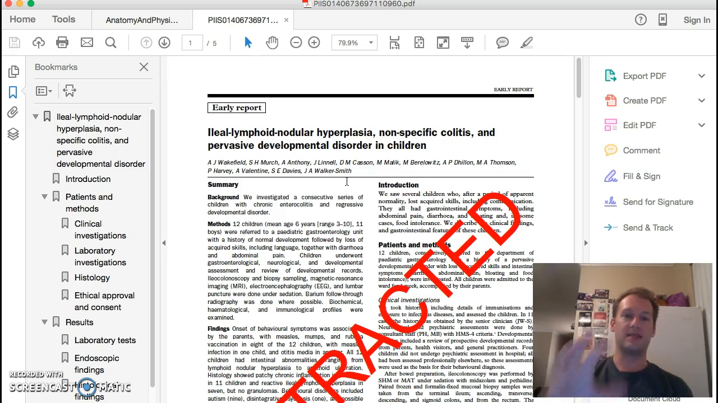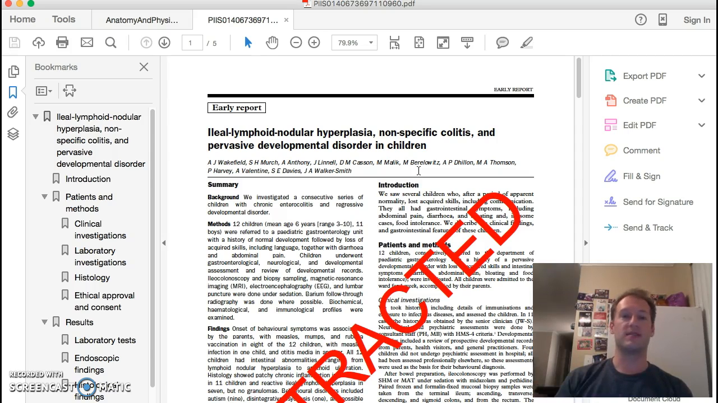Okay, this is the paper that was published that the whole vaccines-cause-autism issue arose from. This was from a group out of Britain. It was published in a journal called The Lancet. It's a very big medical journal in England. It's a very reputable source.